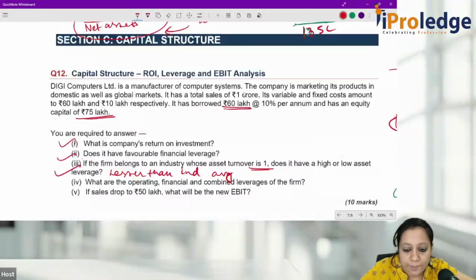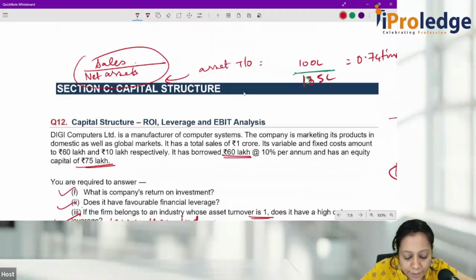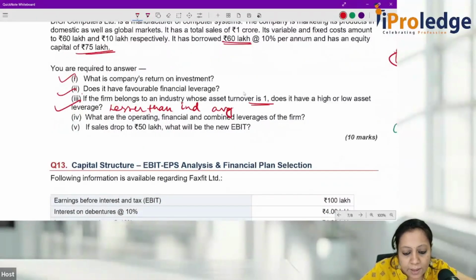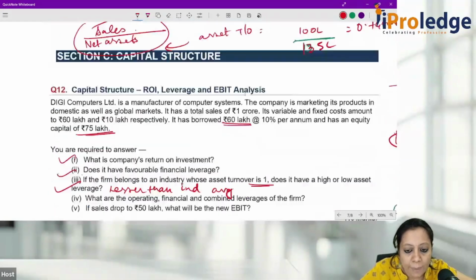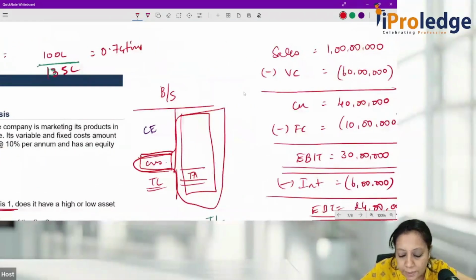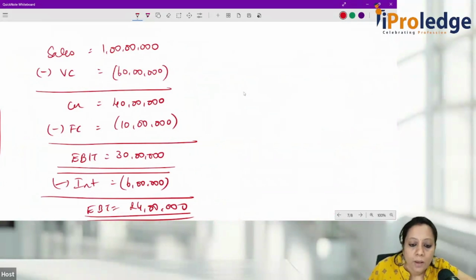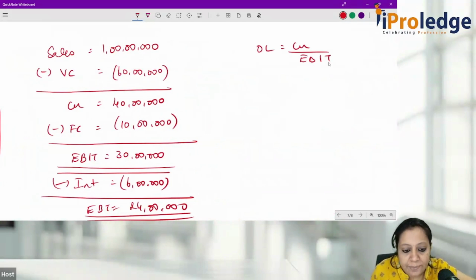What are the operating, financial, and combined leverages of the firm? Financial leverage is already done. Operating leverage we will do here. Operating leverage is equal to contribution divided by EBIT. Contribution is 40 lakhs divided by 30 lakhs. How much is that now? 1.33 times.